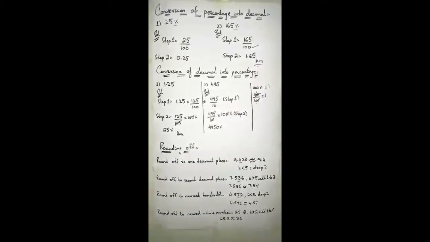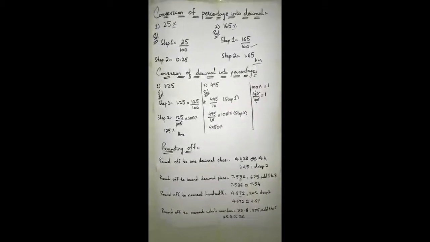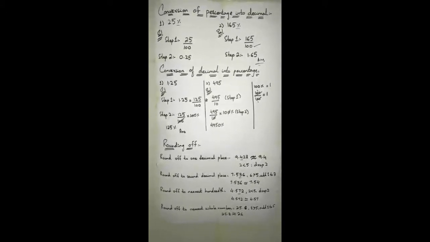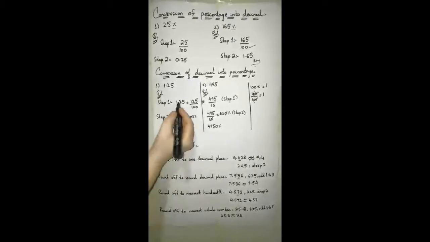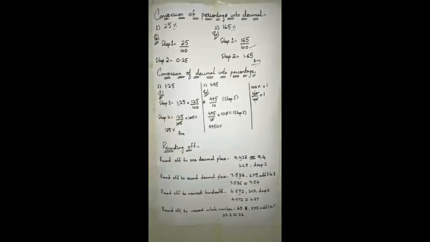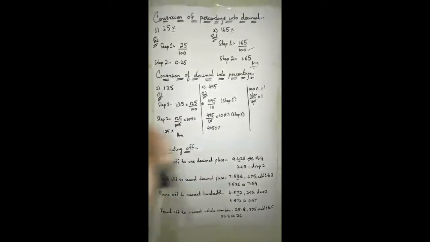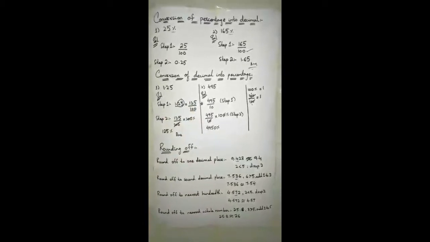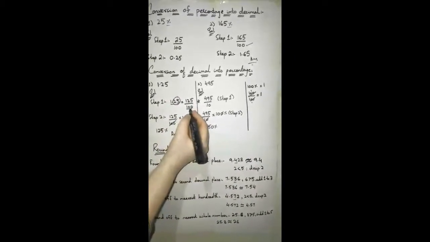Now comes the second topic, conversion of decimal into percentage. Number 1 example is 1.25. You want to convert this decimal number into percentage. Again, you will follow two steps. Firstly, you will remove this decimal point, and to remove it you write the denominator according to the numbers after the decimal point. If you have two digits after the decimal point, you will write 100 as the denominator.